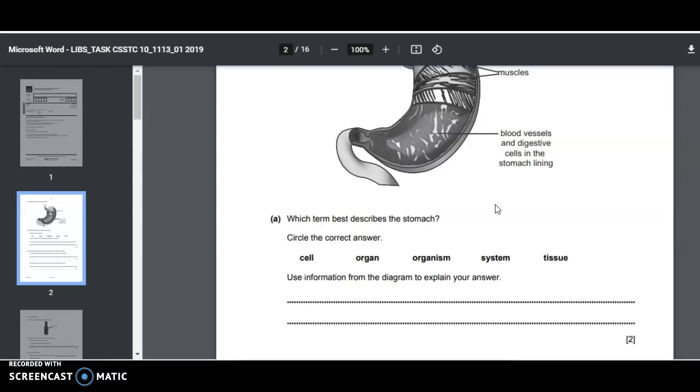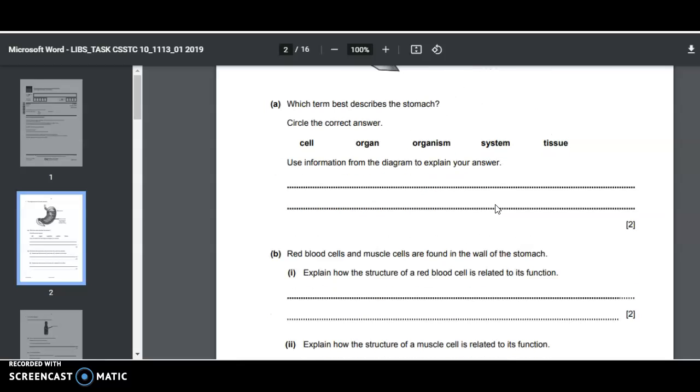Well, exactly what I said. We know it has cells and we know it has muscles. Muscles are made of tissue. So that means cells make up tissue. Tissue makes up organs or muscles. So that's how you would explain your answer for that one.